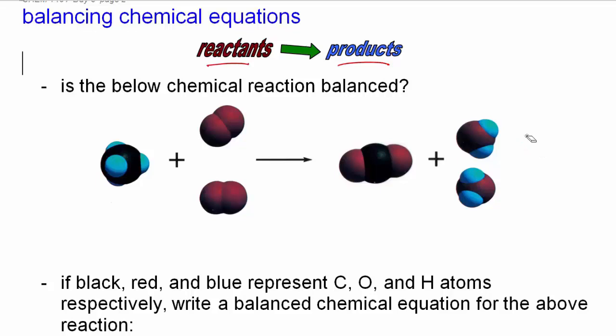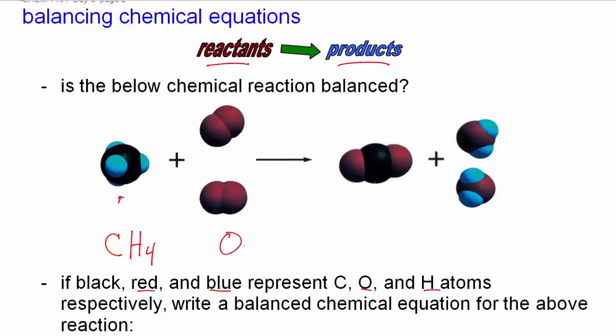So if the black, red, and blue represents carbon, oxygen, and hydrogen respectively, write a balanced chemical equation. So that means we have a carbon for this guy. We're going to have a carbon, and the blue are hydrogen atoms. So we have 4 of them. That's methane.